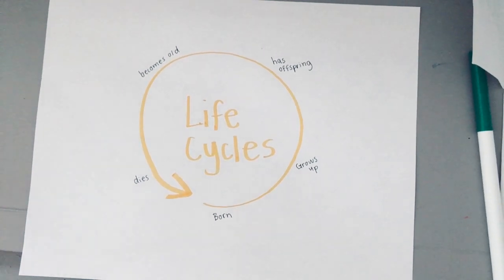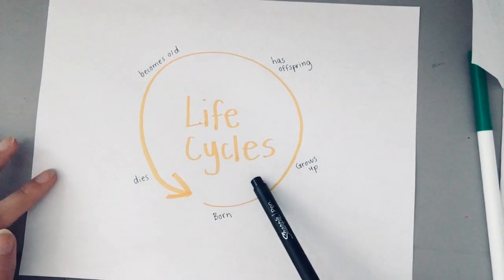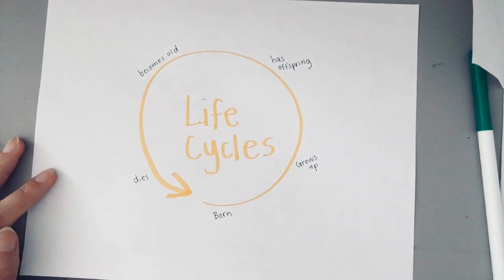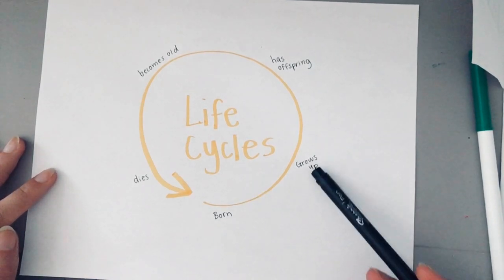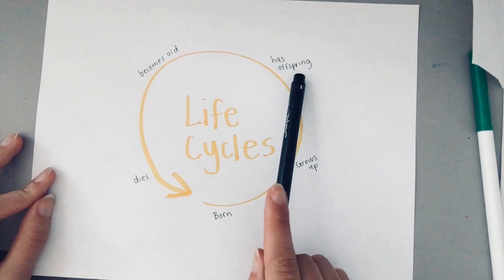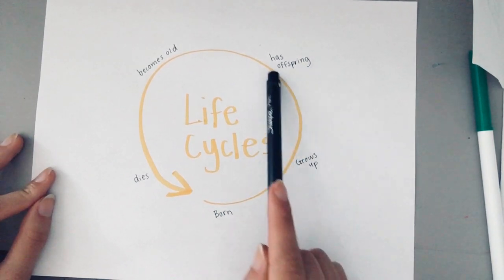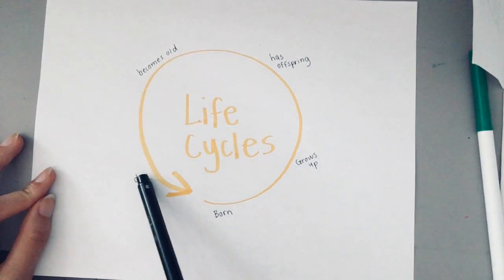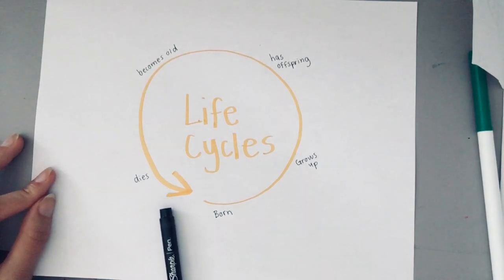Hey scientists, this week we're talking about life cycles. Every living thing is born, grows up, usually has offspring, that means children, becomes old, and then dies eventually.